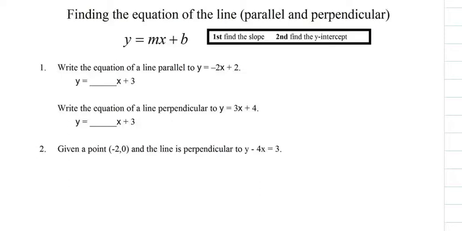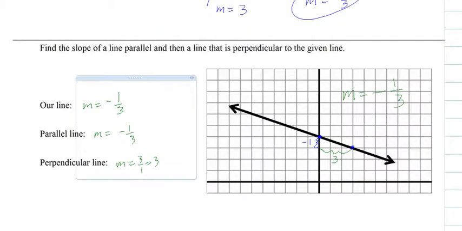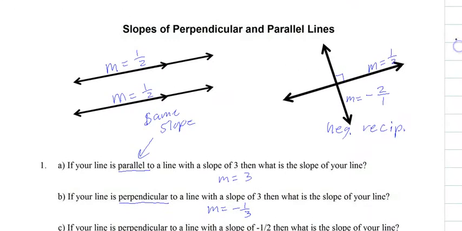Finding the equation of a line for parallel and perpendicular lines. So if we go back to parallel and perpendicular, if you remember, if they're the same slope, that means they're parallel. And if they're perpendicular, they're negative reciprocals. So if you take the slope, flip it, and change the sign, you get the slope of the perpendicular.